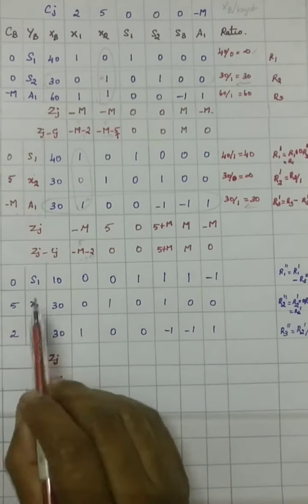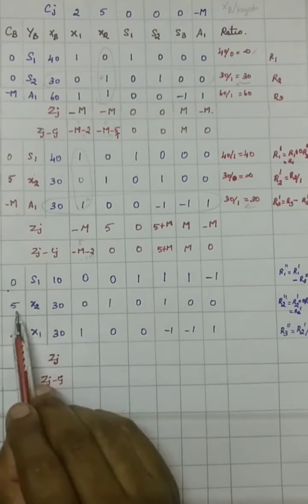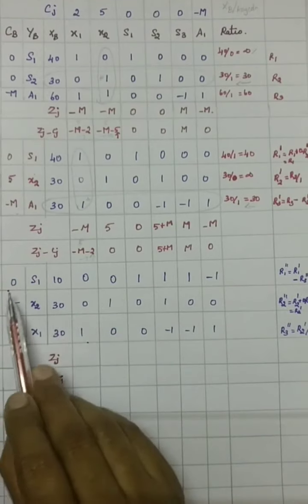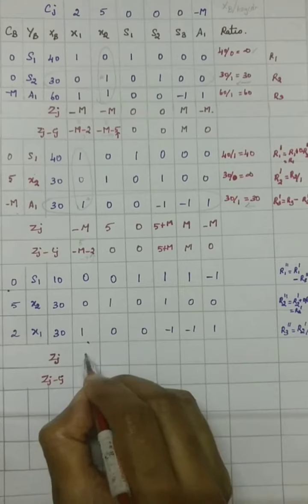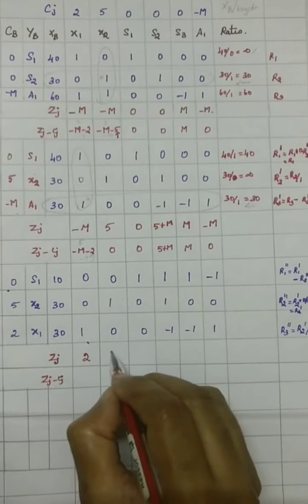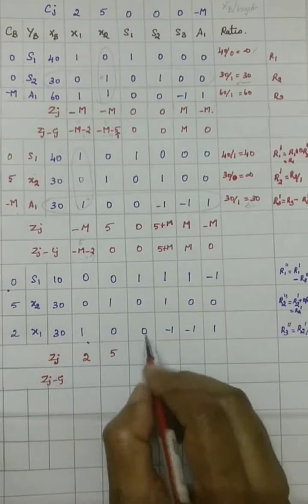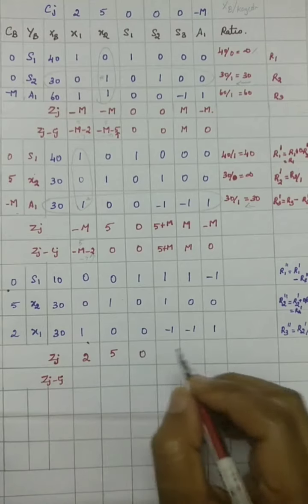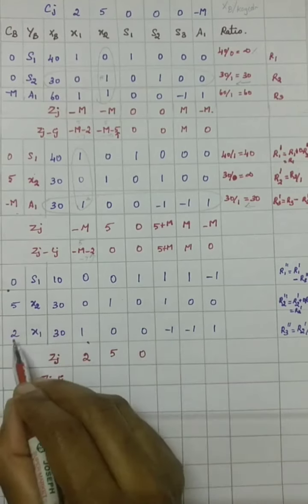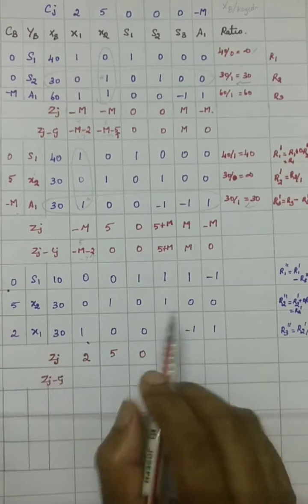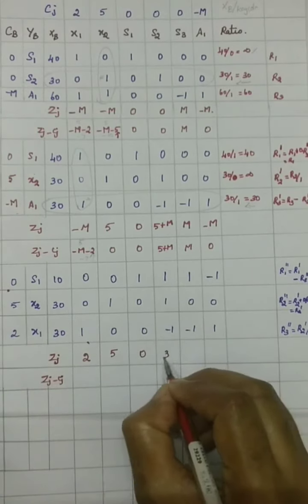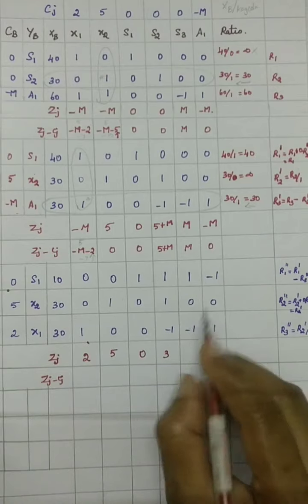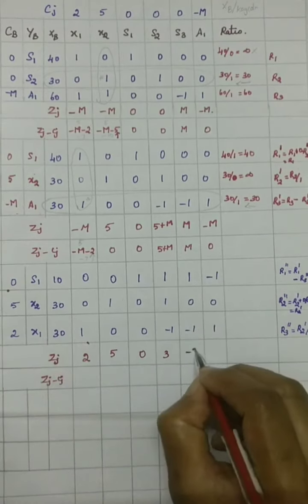So Zj we have to find out: this into this, this into this, this into this. You omit the artificial column, so only 5 into 0 plus 2 into 1. So this is 2. 5 into 1, so 5. 2 into 0, 0. So both the values are 0, so 0. 5 into 1 is 5, minus 2, plus 2 into minus 1 is minus 2. So 5 minus 2 is 3. 5 into 0 is 0, and 2 into minus 2 is minus 2.